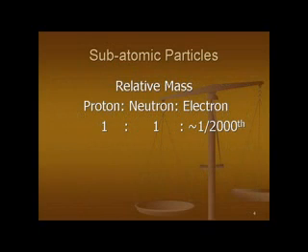In terms of a relative mass, we want to look at the proton, neutron, electron. Essentially, the proton and neutron are so very close in mass, and the masses are so tiny that we just assign them a relative mass of 1 to 1. Actually, the proton is about 1,836 times more massive than the electron. So when we do the relative mass here, we'll say that the proton has a relative mass of 1, the neutron has a relative mass of 1, and the electron has a relative mass of essentially 1/2000th of that of a proton or neutron.